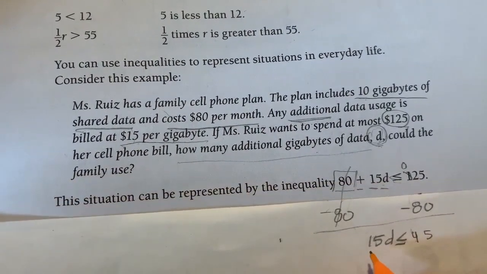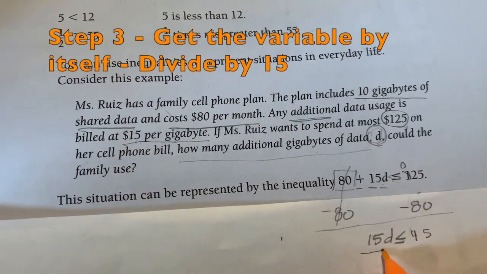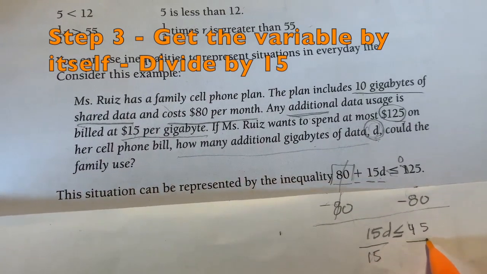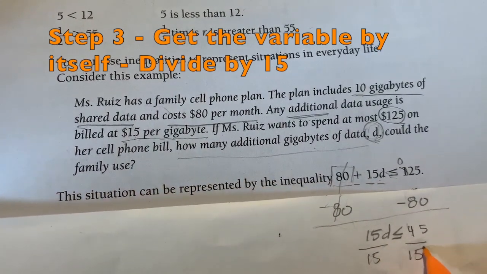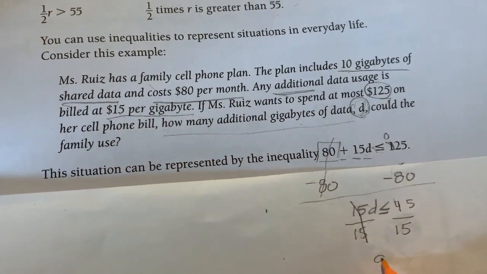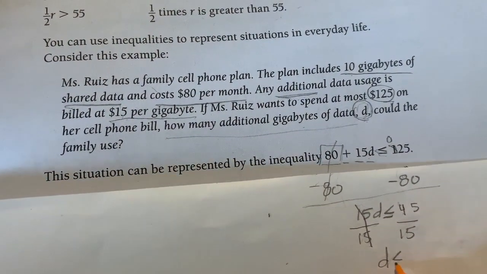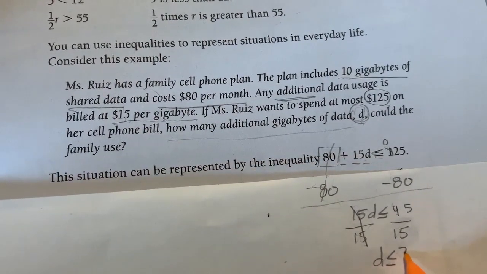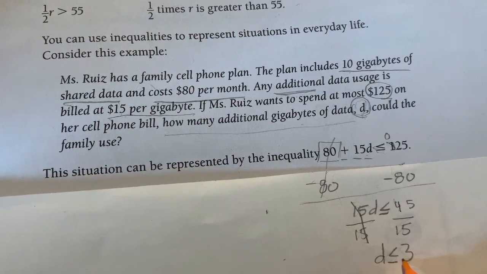So now we have 15D, which we're going to divide both sides by 15 so that we can get D by itself. And now we have D has to be less than or equal to 3.